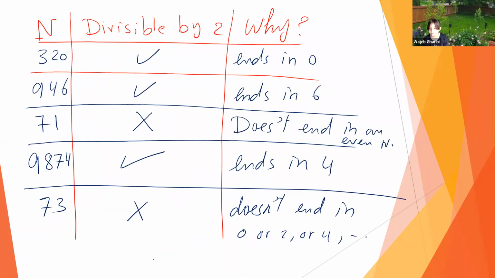Here is a table that shows some numbers, whether they are divisible by 2, and why. 320 is divisible by 2 because it ends in a 0. 946 is divisible by 2 because it ends in 6. 71 is not divisible by 2 because it doesn't end in an even number. 9,874 is divisible by 2 because it ends in 4. 73 is not divisible by 2 because it doesn't end in 0, 2, 4, or 6, so it does not end in an even number.